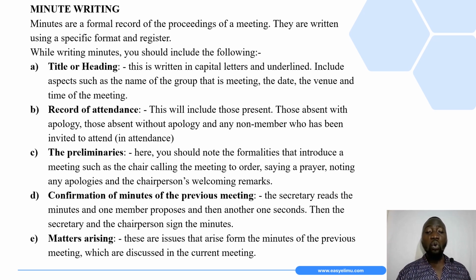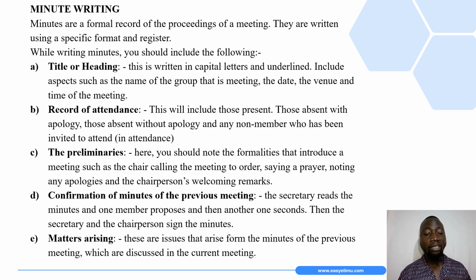In this area, we write names of the members who have attended the meeting. Under the category of those absent with apology, we record names of members who sent their apologies or who informed the secretary or the chair that they will be engaged elsewhere. Then under those absent without apology, here we record names of members who are absent and never communicated.